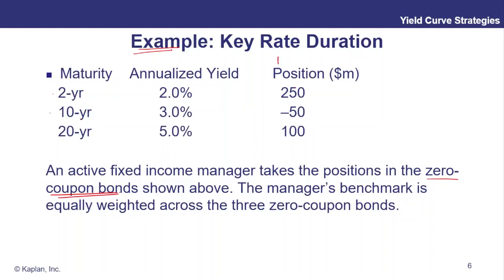The manager's portfolio position is quite punchy in that we're long the 2-year name, long the 20-year name, but actually short the 10-year name. By the way, if you add up those values, we get the overall portfolio value, from which we can deduce portfolio weights. That all adds up to 300. Notice that the benchmark is equally weighted across the zero coupon bonds. So what are the questions here?